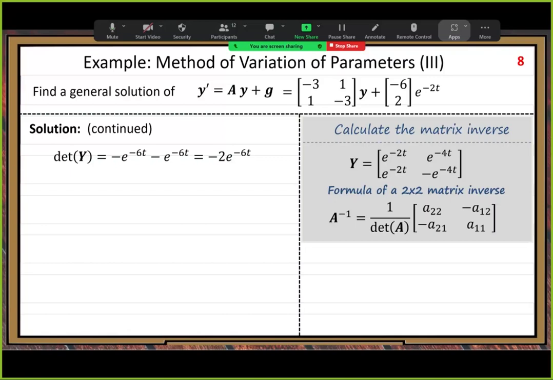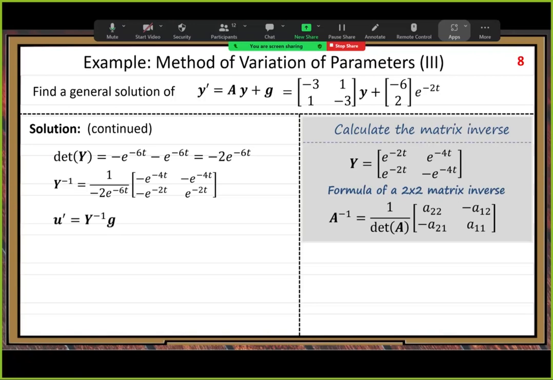That's the determinant. Then y inverse is 1 over that determinant, times the y matrix where we swap the diagonal entries and change the sign of the non-diagonal entries. That's simple. We do not need to do very complicated calculation, we just apply the formula. For 2 by 2, we have this simple formula. But 3 by 3 is too hard. Although there is a formula, it is much harder than this one.